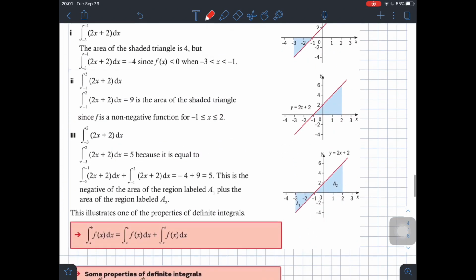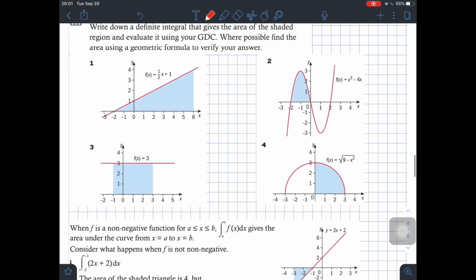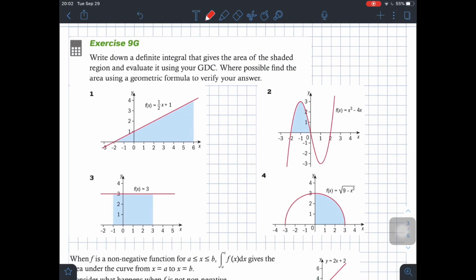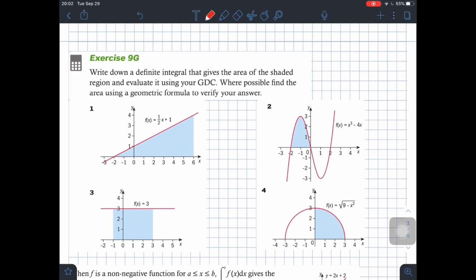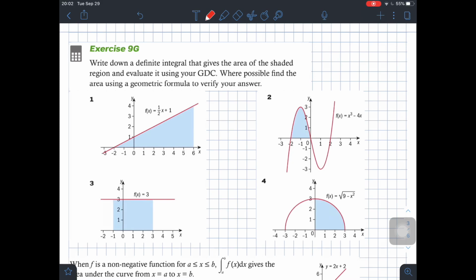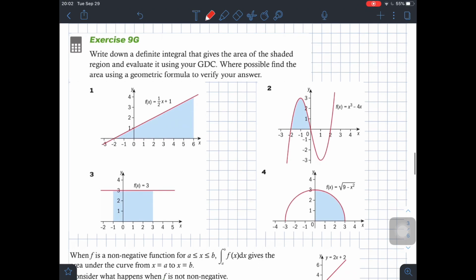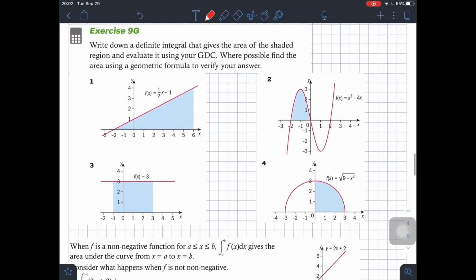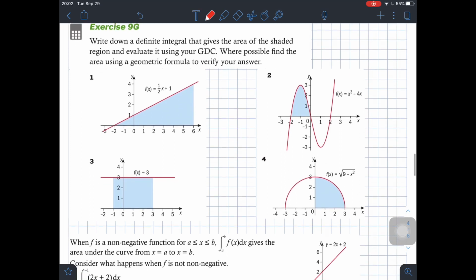Let's move on then to, I think we have quite a few exercises yet. So it says exercise 9G. Write down a definite integral that gives the area of the shaded region and evaluate it using your calculator. So basically we're going to be doing the same thing here, just to practice. Whenever possible, find the area using a geometric formula to verify your answer. Okay, so I'm going to go through this a little bit more quickly, because you should already know how to do this. And in the first case, the area is the area of a triangle, right?